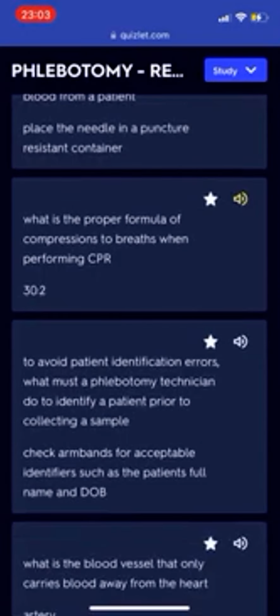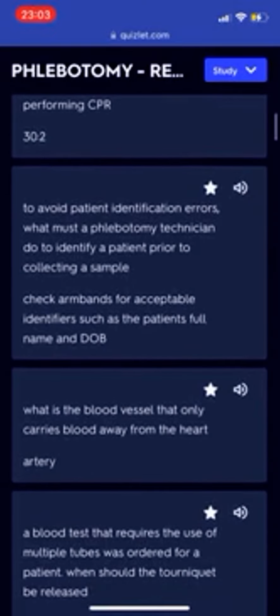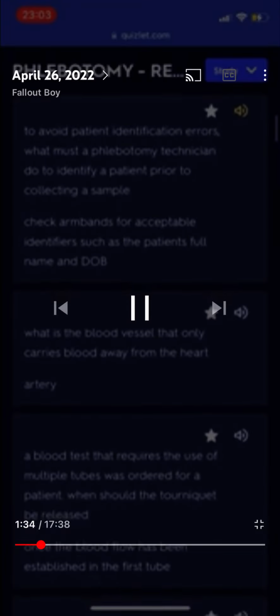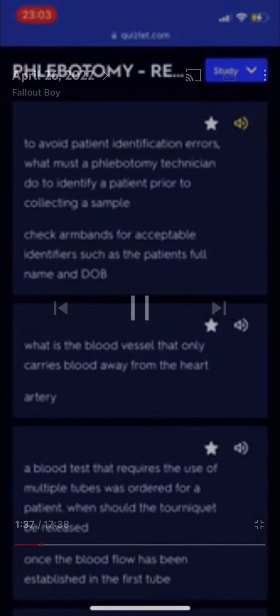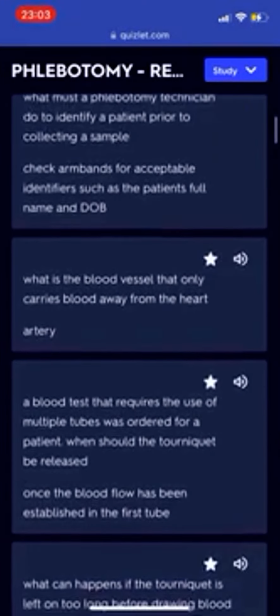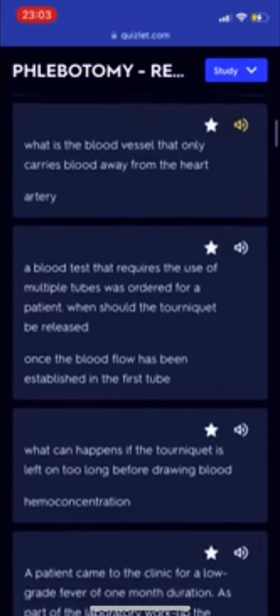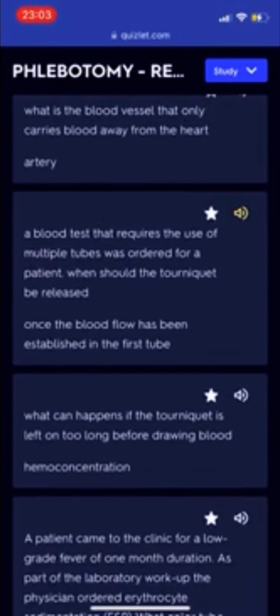What is the proper formula of compressions to breaths when performing CPR? 30 to 2. To avoid patient identification errors, what must a phlebotomy technician do to identify a patient prior to collecting a sample? Check armband for acceptable identifiers such as the patient's full name and DOB. What is the blood vessel that only carries blood away from the heart? Artery.